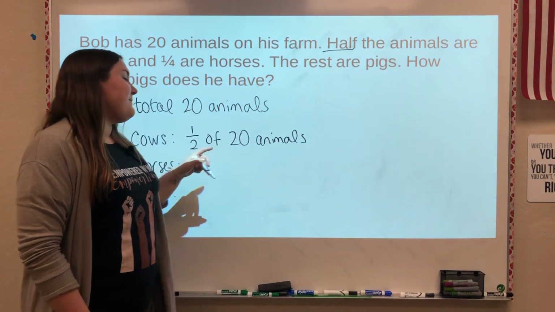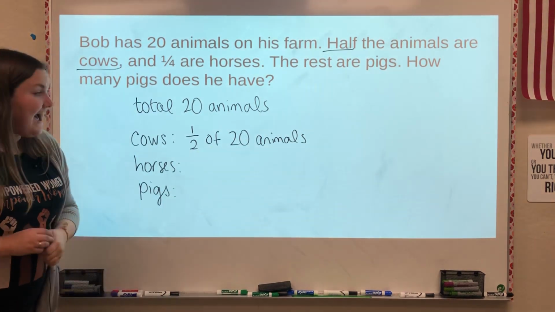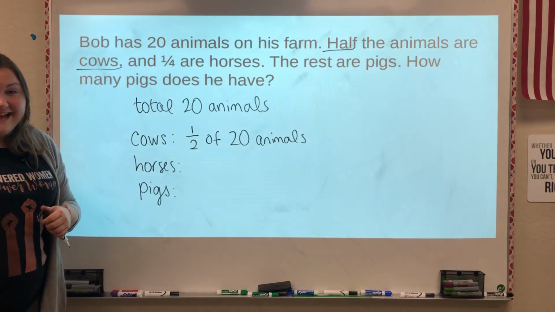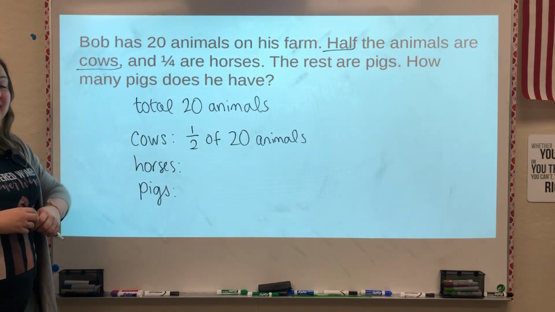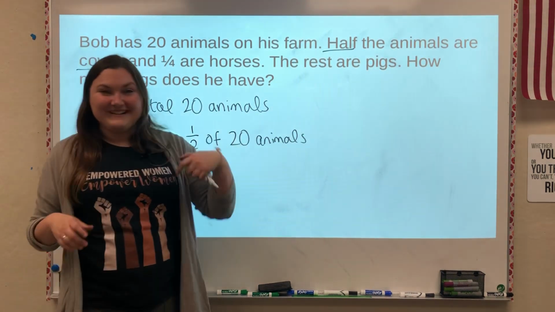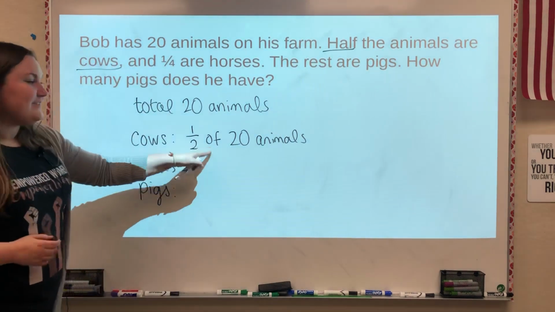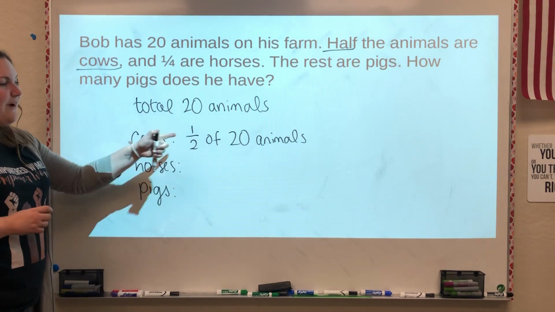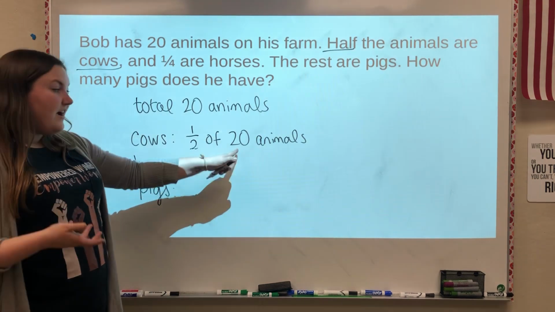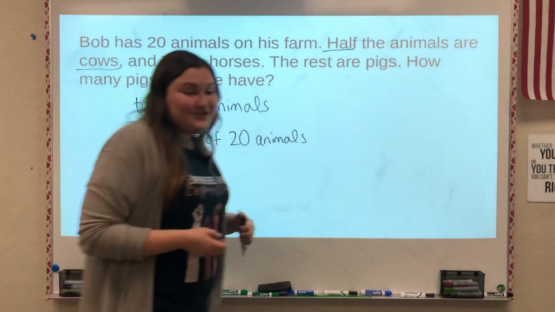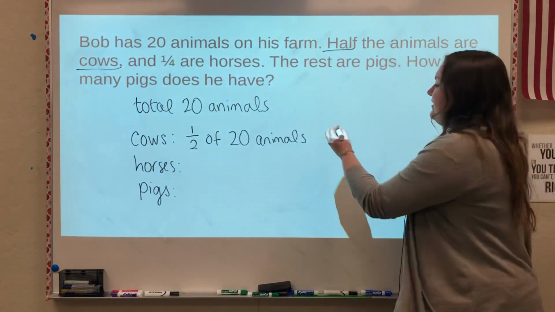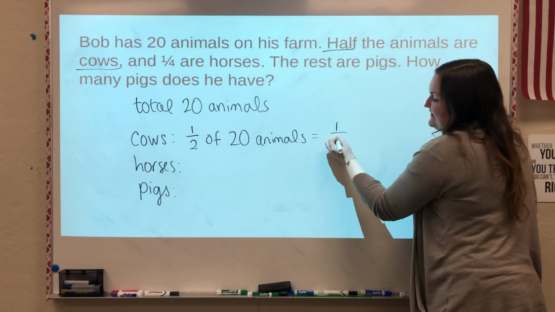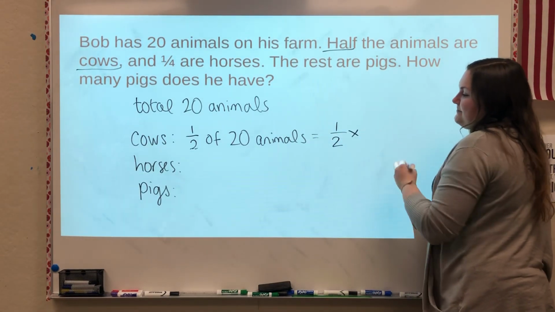Now, some of us might be able to just read that sentence, half of the 20 animals, and know how many that is, know a number. If that is you, you could go ahead and just write down that number. If it's not, there is a type of math we learned here. If you have half or a fraction of something, we learned that that is describing multiplication. So in order to figure this out, I could say 1/2 times 20.